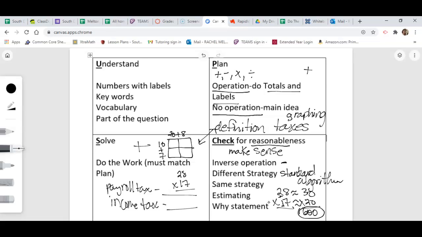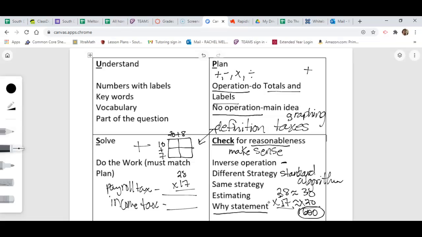But then they can also say, but I know 600 is greater because that's an overestimate. So is my answer less than 600? And then that's another way to say, yes, so it's less than 600, but it's also close to 600, so it makes more sense. And then finally, a why statement.